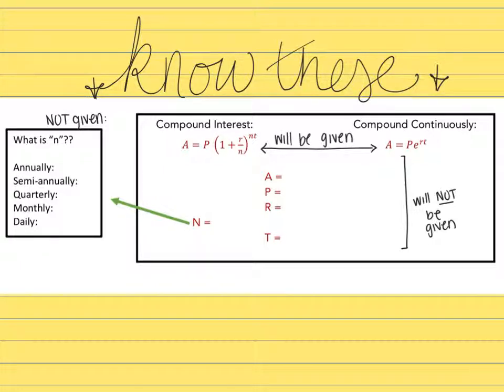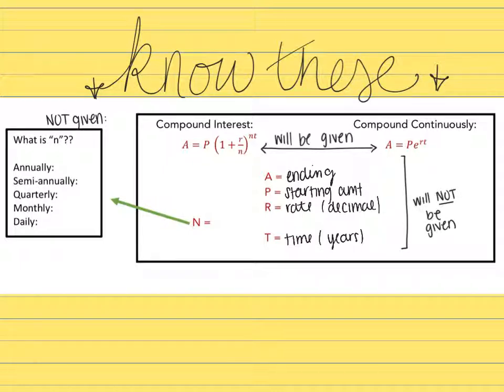So A, that is your ending amount. P is your starting amount. R is your rate. T is your time. T must be in years, and R must be in a decimal. So make sure that you convert the percent to a decimal. And then N, you'll see on the left-hand side with compound interest, that's the only time you see N. N is not in your other one. But N is the number of times per year.